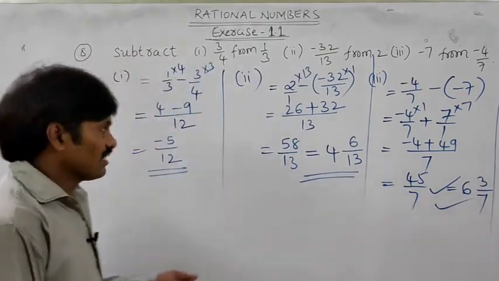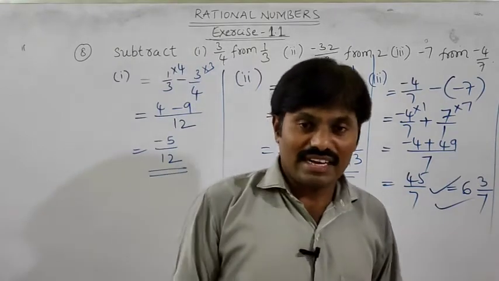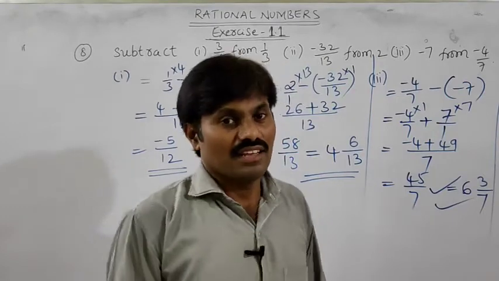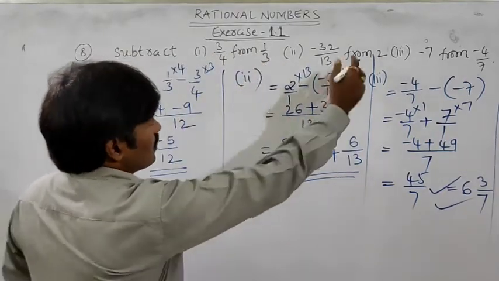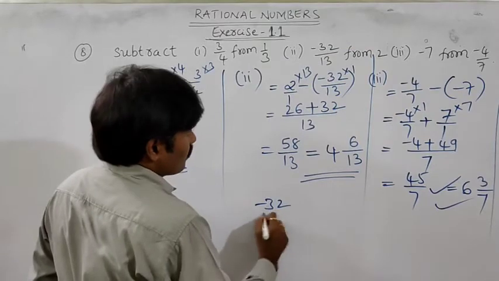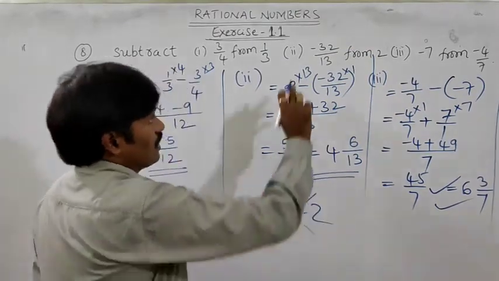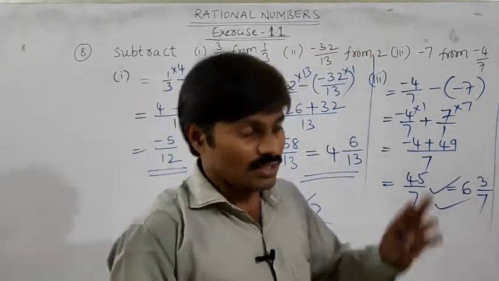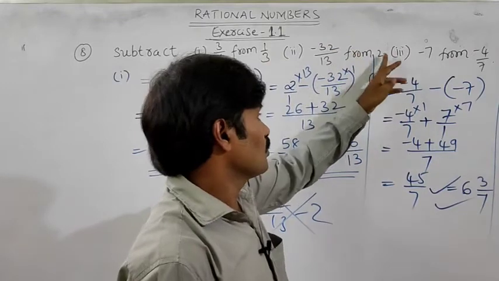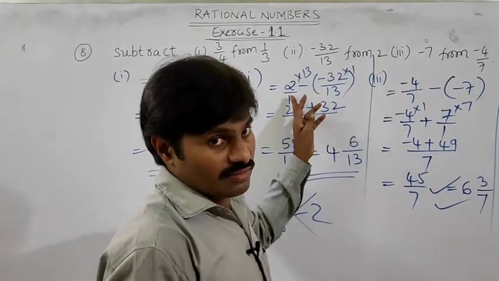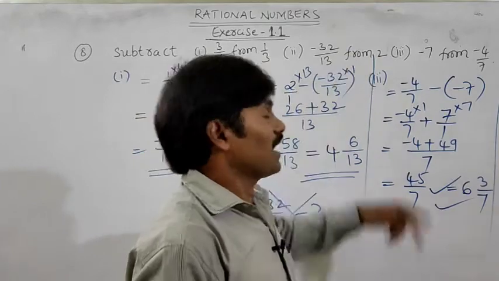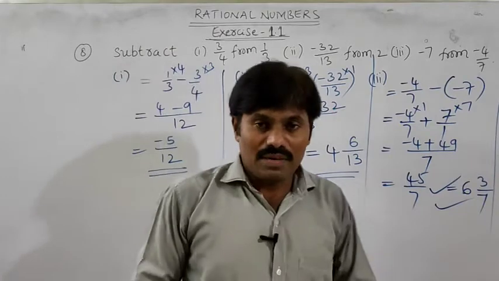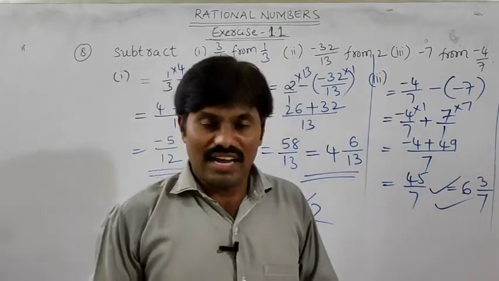So this is the way of subtracting fractions. This is the way we can subtract a given fraction from another fraction. Many of you make this mistake: you write what is given first and subtract like this. That is the wrong method. They ask us to subtract this one from 2, so in English we have to write in reverse order. Subtract minus 32 by 13 from 2. So 2 is the first one. We have to write the first number minus 32 by 13. Clear?